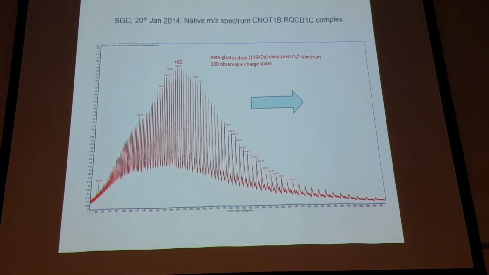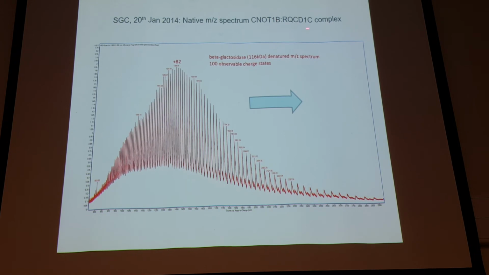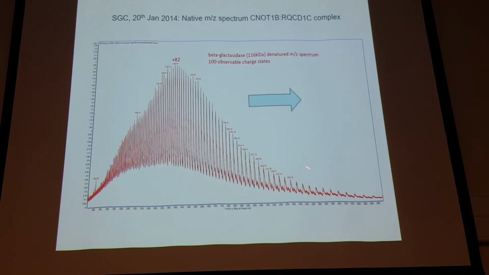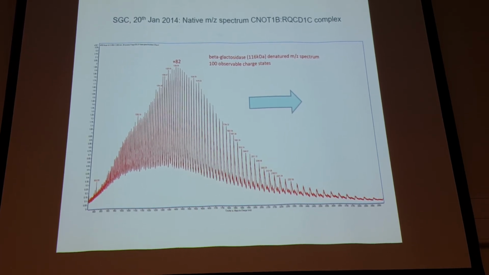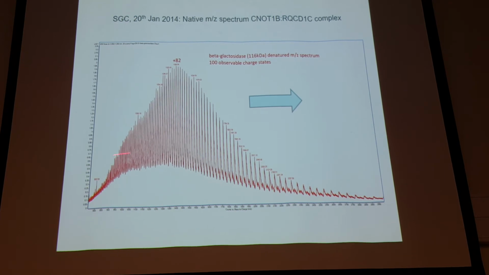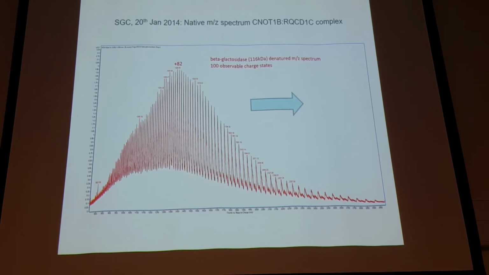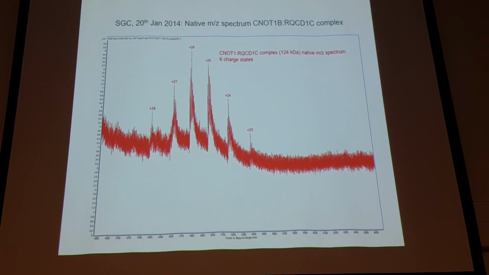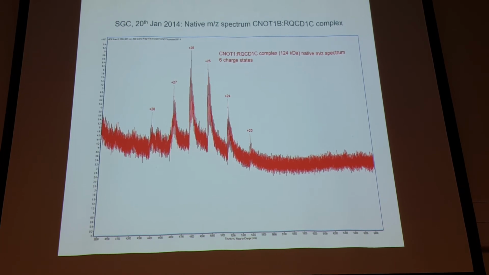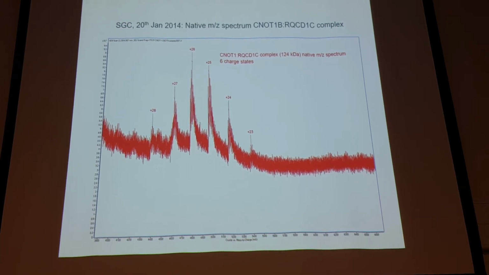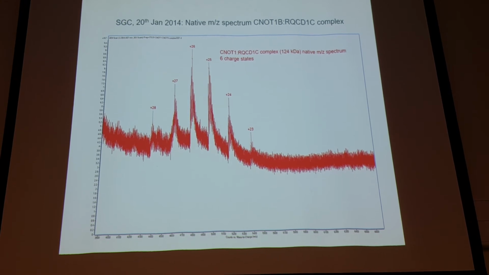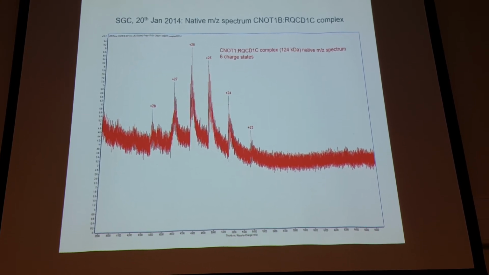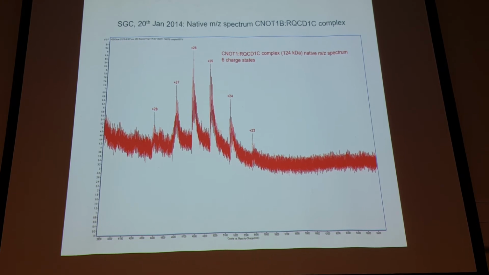spectrum for the denatured protein. This complex has a mass of 124,000. Beta-galactosidase is slightly smaller, but you can see it has over 100 observable charge states. What I was expecting is I would get something similar but shifted to higher MZ. This is what I actually saw. And I can say this spectrum taught me something really important. What it taught me is that I actually understood absolutely nothing about electrospray.